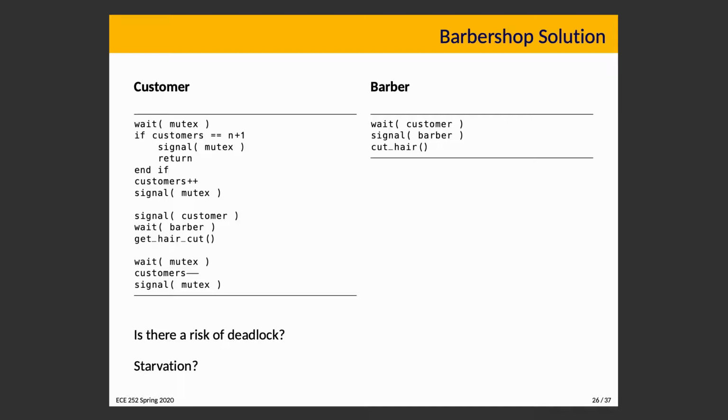We will then signal on customer. We will then wait for the barber. Once we have gotten our turn, so we've been called forward by the barber signaling on that semaphore, then we get our haircut. We can wait on the mutex. We can then decrement customers, and then we can signal, and we're done. Again, on this line with customers, the font unfortunately has stretched out the dashes a little bit, so this again should be customers minus minus, and not customers very large dash.